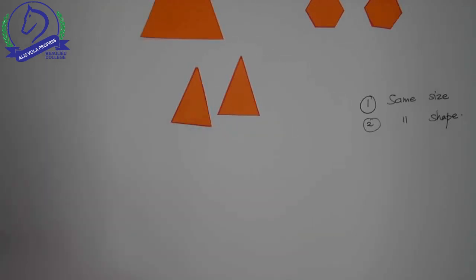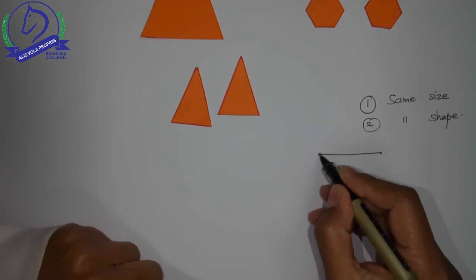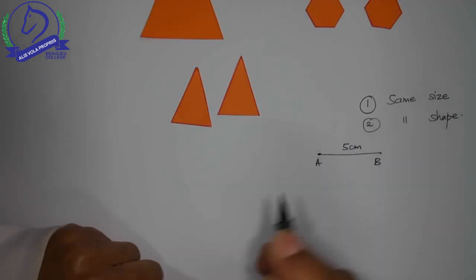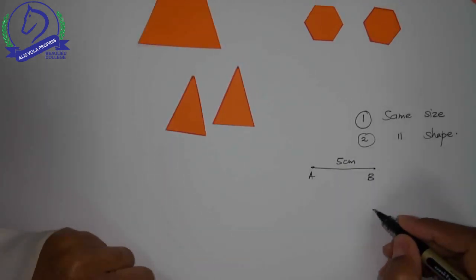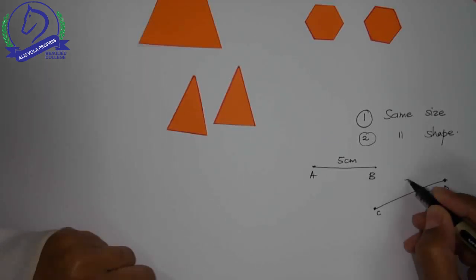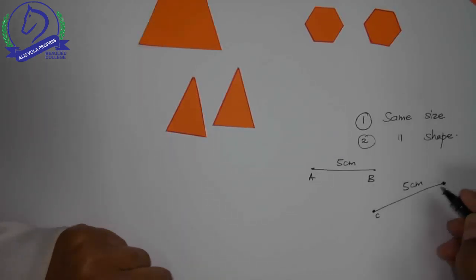Now let's look further. What if I put two lines here? If I say there's a line segment AB, and if I say this line segment is 5 centimeters, then I have another line segment, let's call that CD, which is 5 centimeters. Are they congruent? Yes, because they are exactly the same length and the same shape.